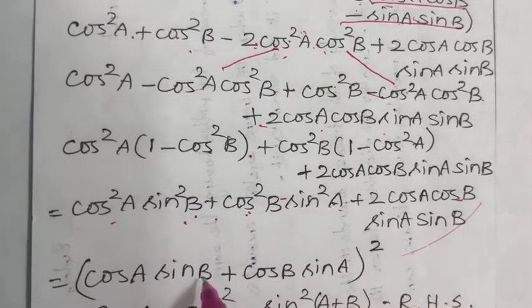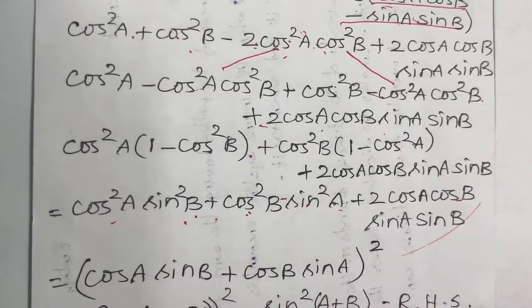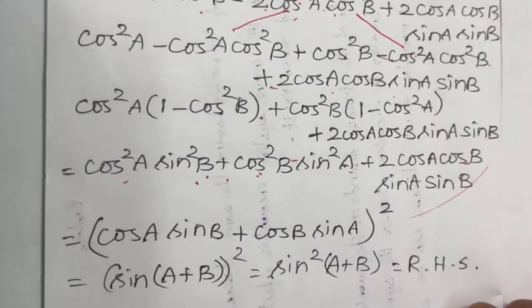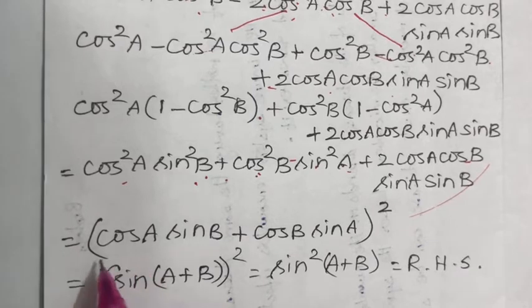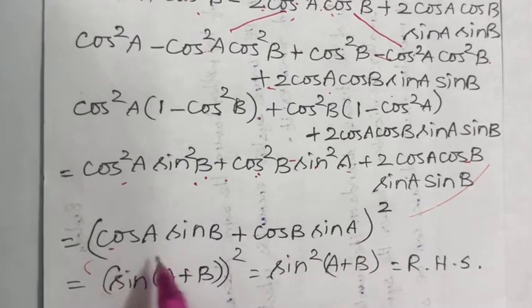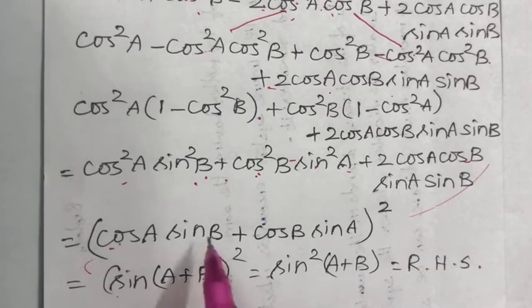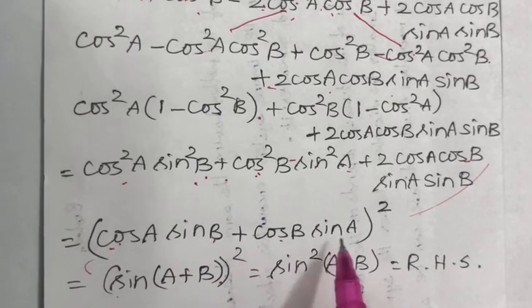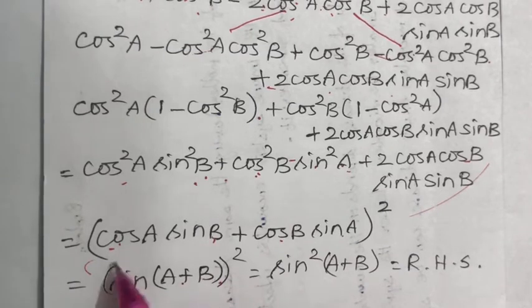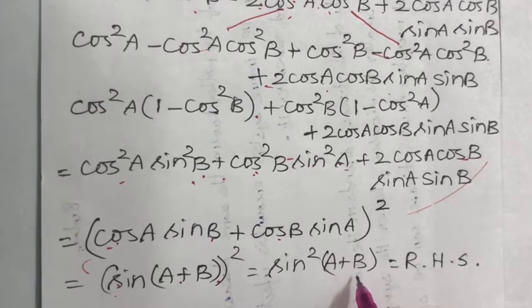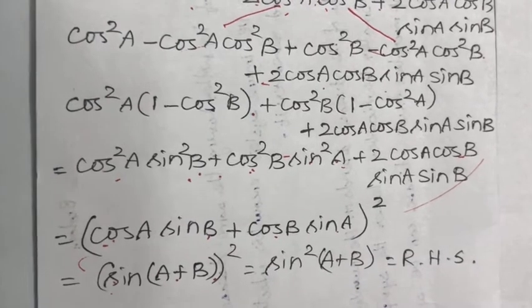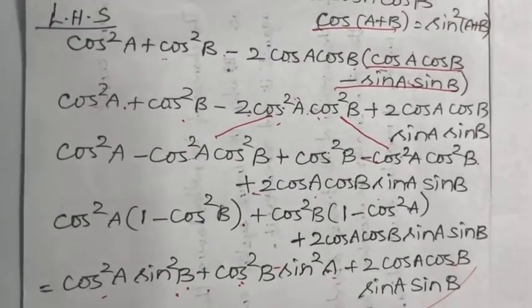So, cos A sin B plus cos B sin A the whole square. That is, what is the expansion? This is the expansion of sin(A plus B). So, cos A sin B plus cos B sin A is sin(A plus B) and its whole square. That is equal to sin square (A plus B). That is our RHS.